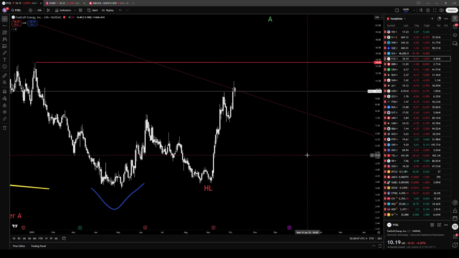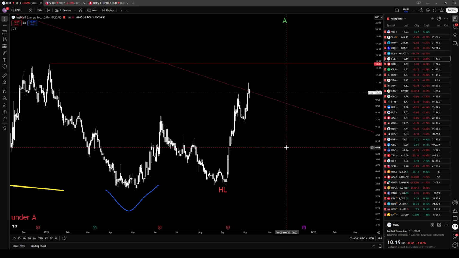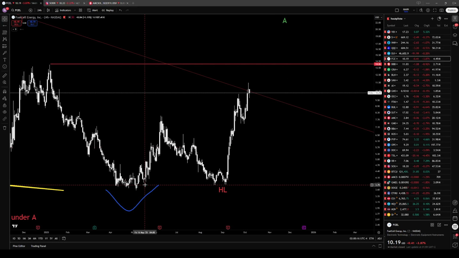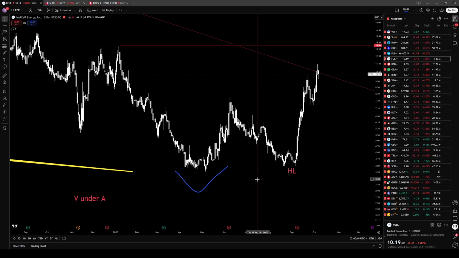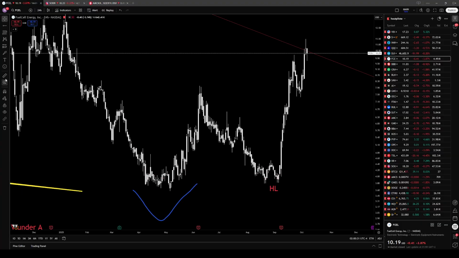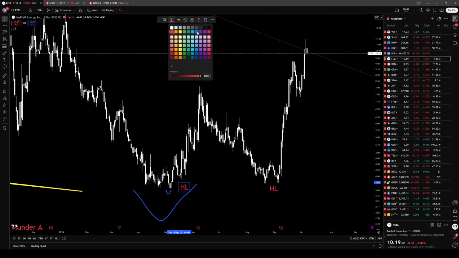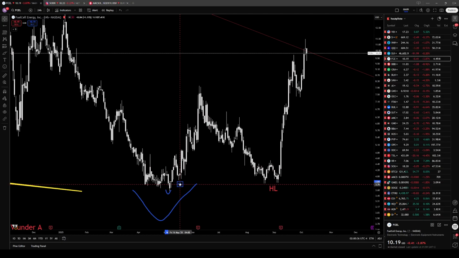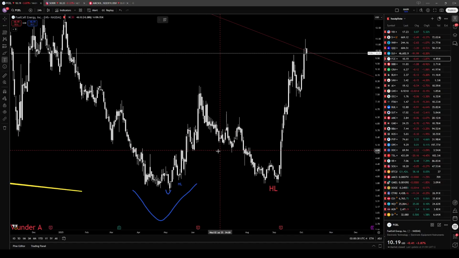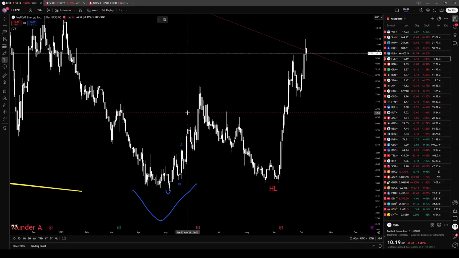Our target is still $14. For the little tracking, you could still say, here's our V. Just to show an example for the little tracking, we could do that right now. You have here our little V. We have here our little higher low. We would have here our A. Here would be our little B. Here would be our little C.